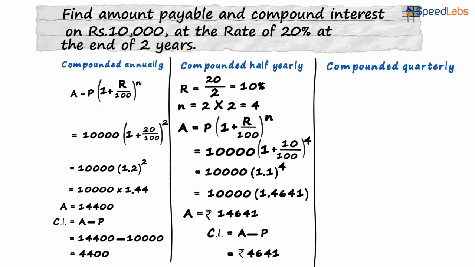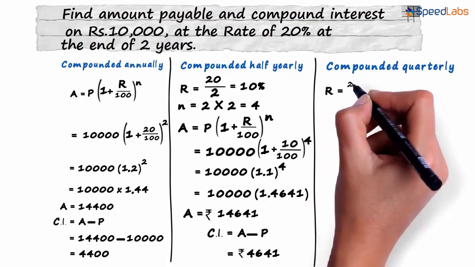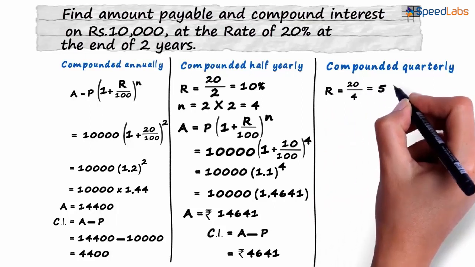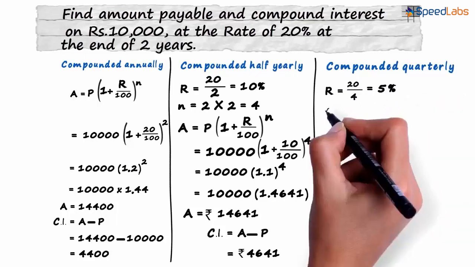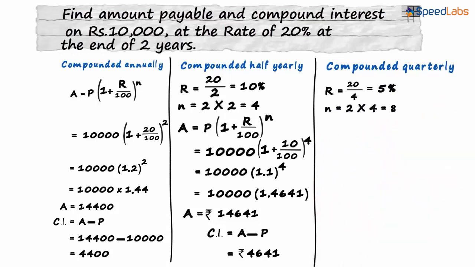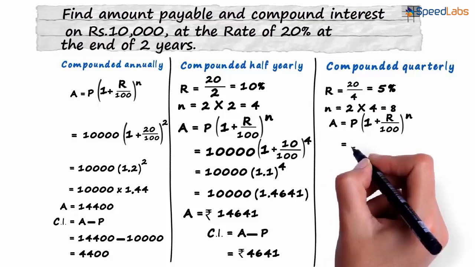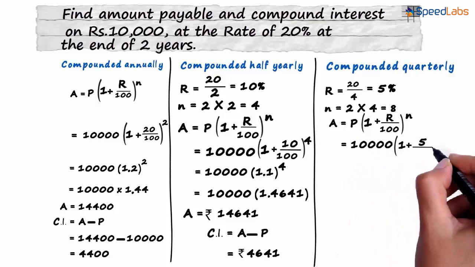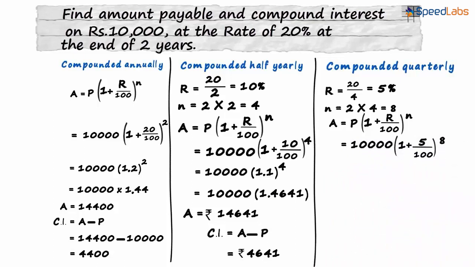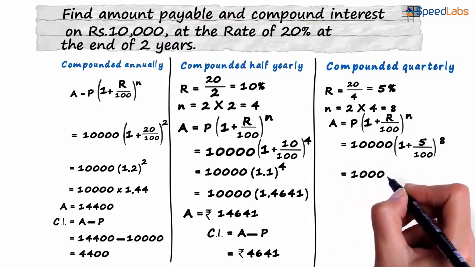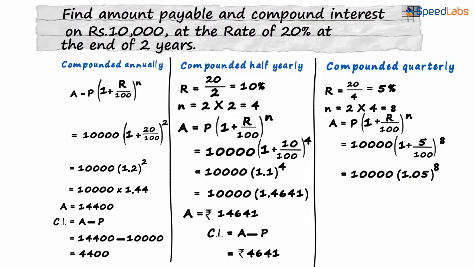What if it is compounded quarterly? If we compound it quarterly, the rate will be 20 divided by 4, which equals 5%. And the time periods will be 2 multiplied by 4, which equals 8. We use the number 4 since there are 4 quarters in a year. The formula still remains the same. Substituting the values in the formula, we get the amount as 10,000 multiplied by 1 plus 5 by 100, the whole raised to 8. That is 10,000 multiplied by 1.05 raised to 8.